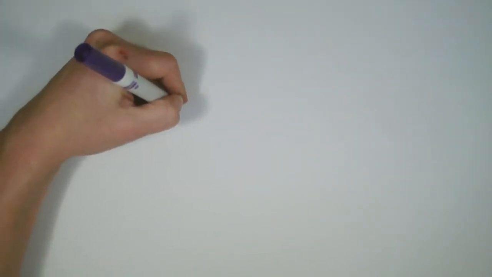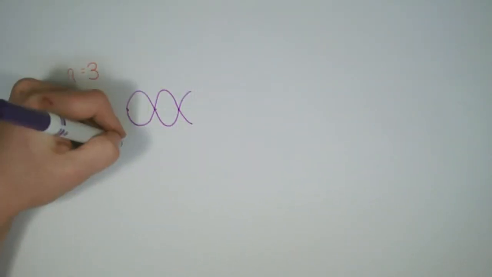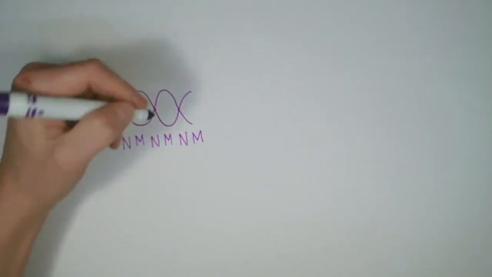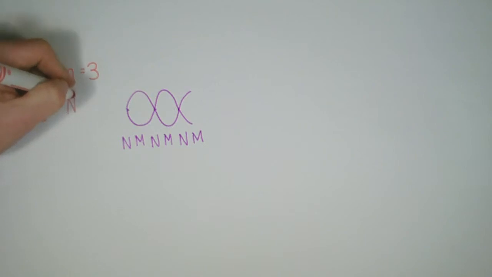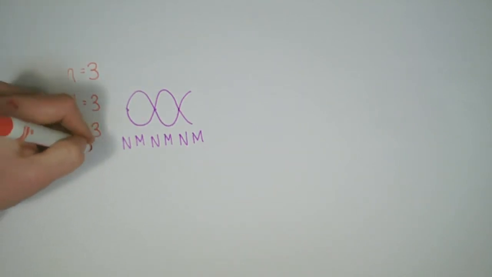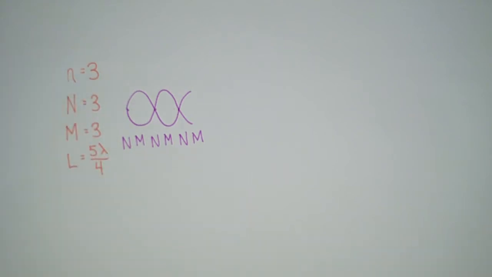Carrying on, for the third harmonic, again we're going to increase the number of nodes by 1, so now we're up to 3 nodes. And we're going to see that we have a node, a node, a node, a maxima, a maxima, and a maxima. So as expected, there are going to be 3 nodes and 3 maxima, and we can see that there are 5 lambda over 4 represented along this.